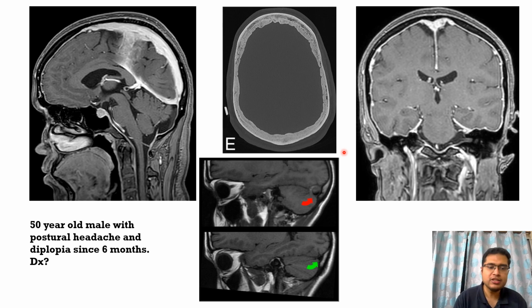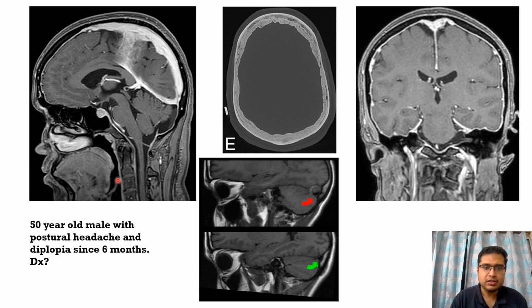So coming to my next case, here we have a 50-year-old male with postural headache and diplopia for the past 6 months. So based on this set of images, what do you think the diagnosis is? I have provided here a T1 post-contrast sagittal section, an axial section of bone window of this particular patient, a T1 post-contrast coronal section, and also a particular sign that is seen in this particular condition. So based on all this, what is the diagnosis?